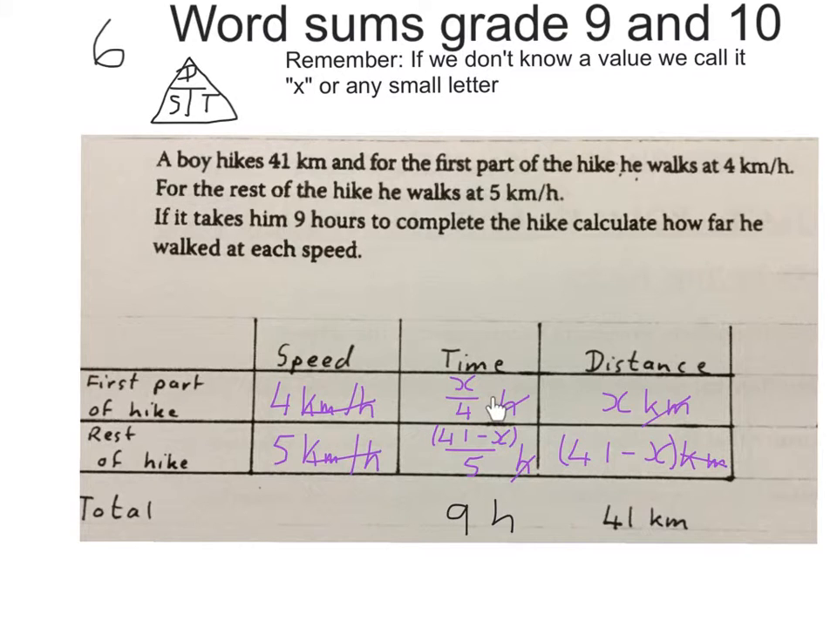So this time plus this time is going to equal the total time that he used. So what we're going to do now is set up an equation to solve for x. Like I said, this time plus this time equals the total time. So we write the total time equals the time of the first part plus the time of the second part. Then we fill in. The total was the 9 hours they mentioned to us, the x over 4 that we wrote over there, and the 40 minus x over 5 that we wrote over there.